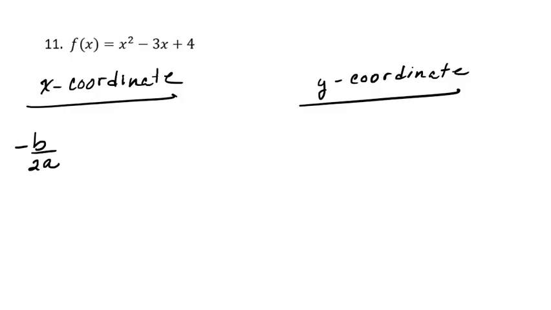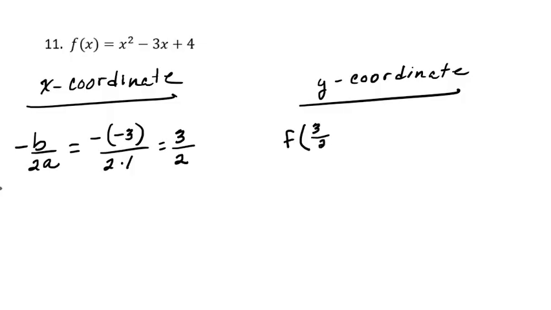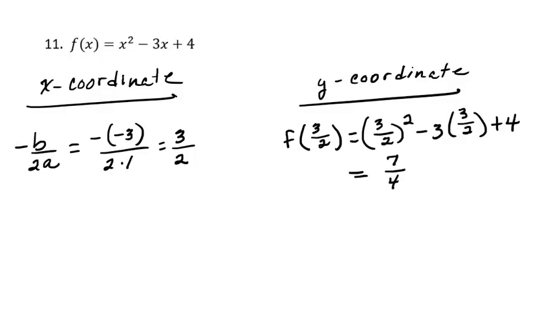I'm going to be using -b/2a to find the x coordinate. So this is going to give me the opposite of -3/2 times 1. And I'm just going to leave that as the fraction, 3/2. To find the y coordinate, I plug this back into my formula. So I get 7/4 for the y coordinate. And there is my vertex.